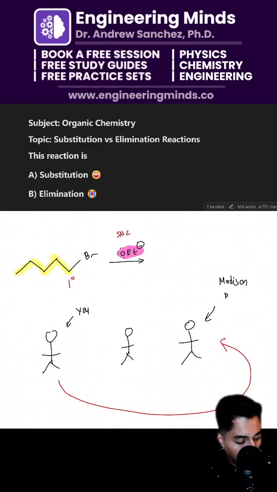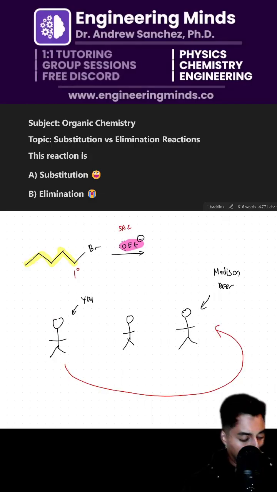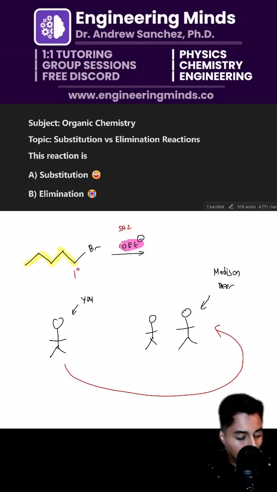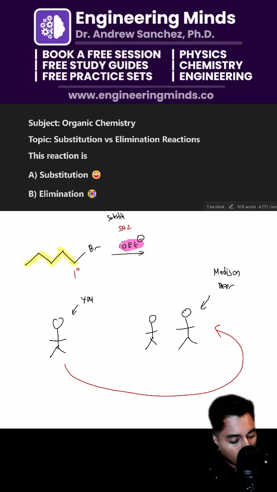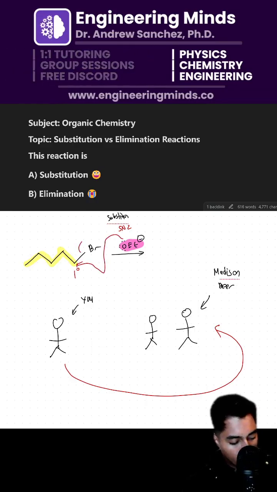So we're trying to go talk to Madison Beer, and we can just simply go through the back door because there's only one bodyguard here. So he's not going to be in the way. So we're going to go through the back door, and that's going to be called SN2. SN2 is substitution. So we're going to do a backside attack just like that, and then kick off the leaving group.